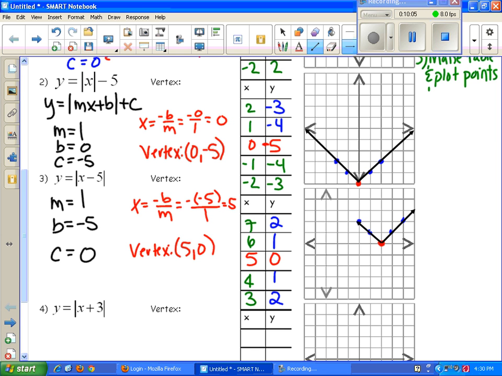Notice how I always use the entire graph that I'm given, and I put arrows on the ends of my lines that I have, so you should be doing that as well.